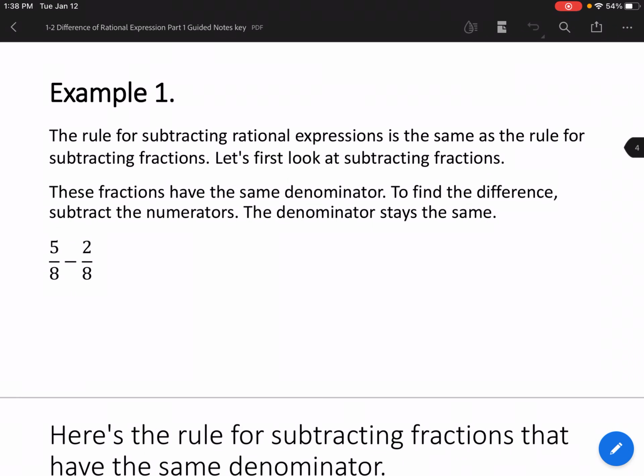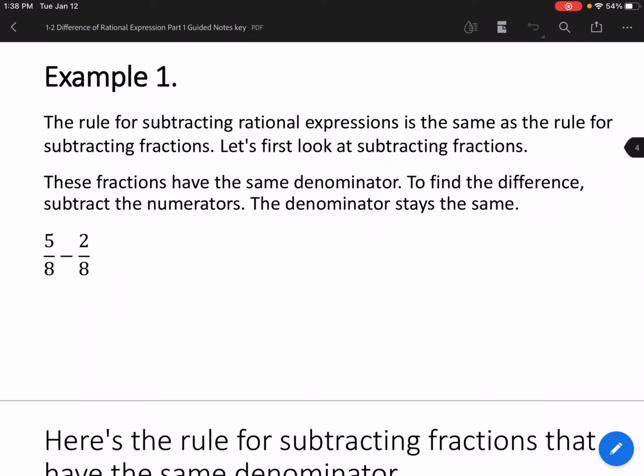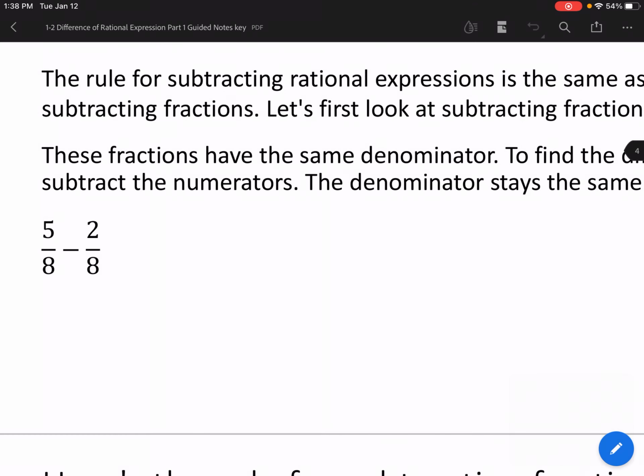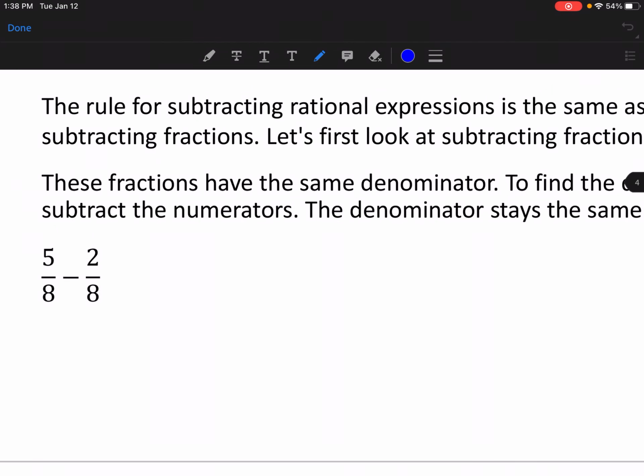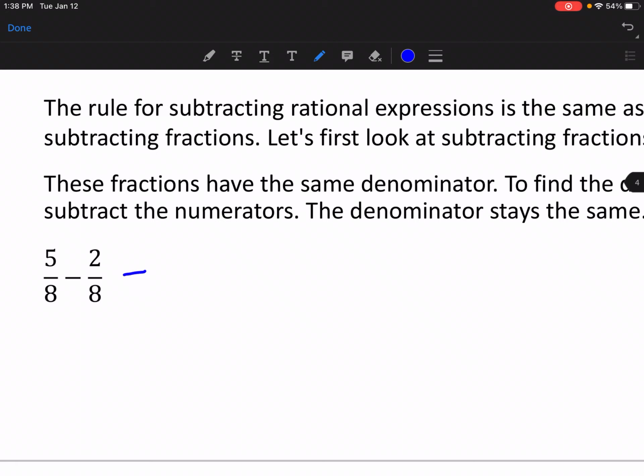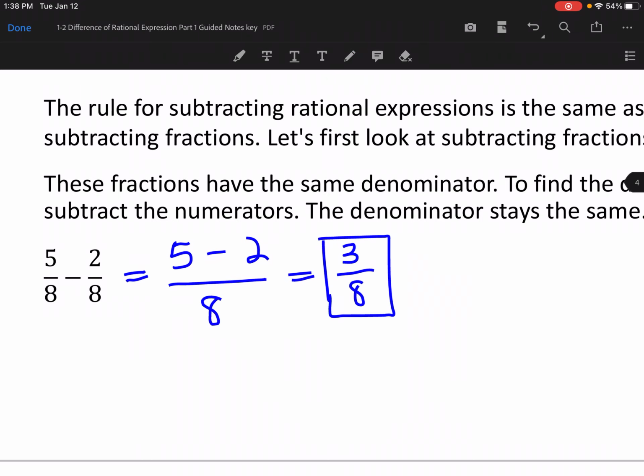Example 1. The rule for subtracting rational expressions is the same as subtracting fractions. These fractions have the same denominator, as you can see, 8. To find the difference, we are going to subtract the numerators. So 5 minus 2 over, keep the same denominator, which is 8. 5 minus 2 is 3. Therefore, 3 over 8 is my answer for that.